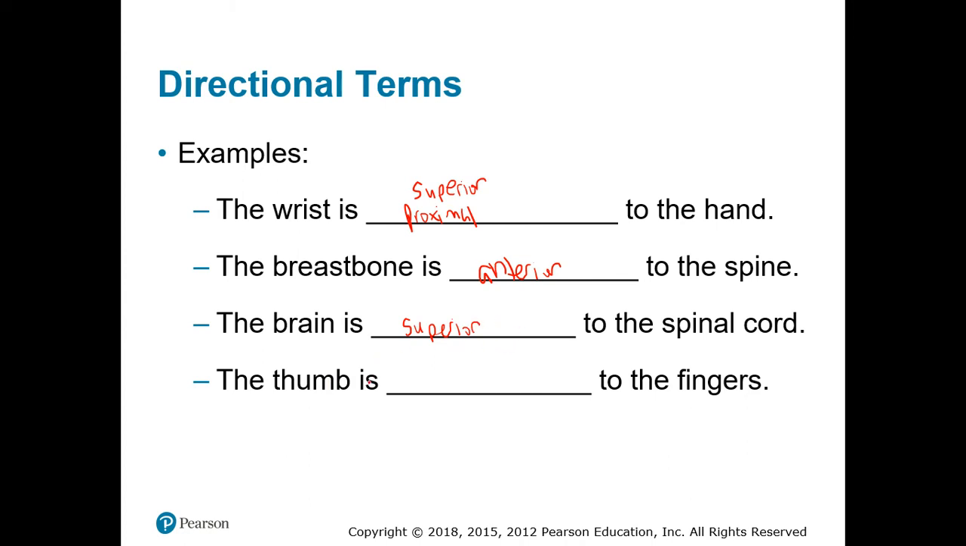And the last one, we have the thumb and fingers. Again, we can use proximal and distal here. So we can even say the thumb is proximal to the fingers. Or if we're standing in anatomical position, we know those thumbs are towards the outside, or the lateral. So we can say the thumb is lateral to the fingers.